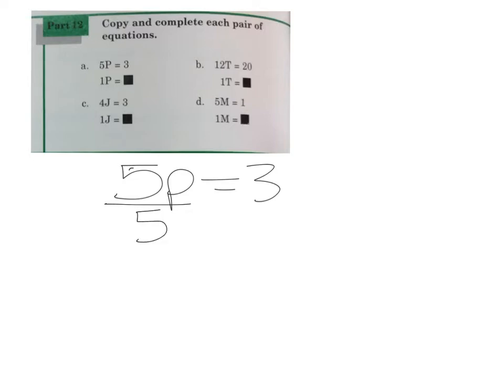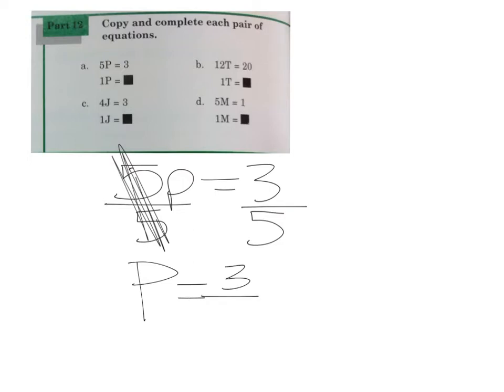And remember that in order to keep them balanced, you have to divide both sides by the same thing. Whatever you do to one side, you have to do to the other. Which means now, looking back, that if I have 5 divided by 5, we know that when there's the same thing on top and bottom, they cancel out. So the only thing that's left over here is p, and 3/5. So 1p is equal to 3/5.